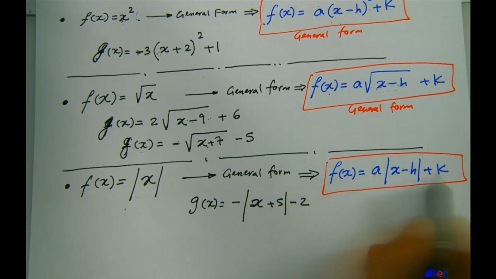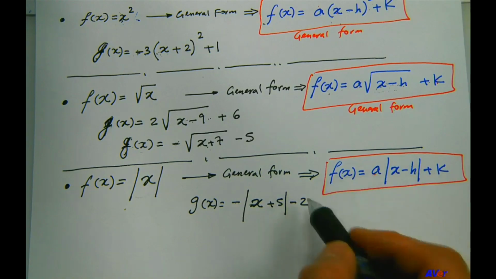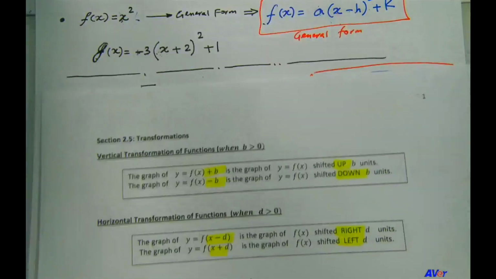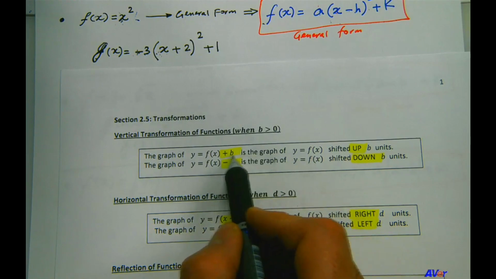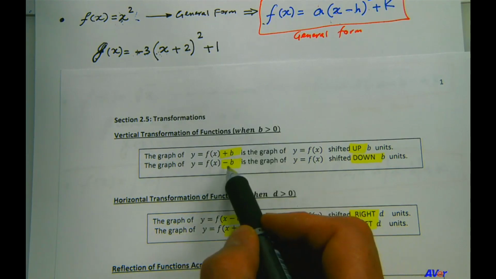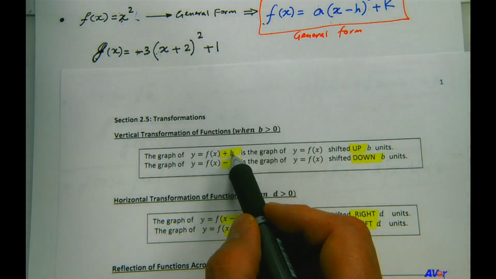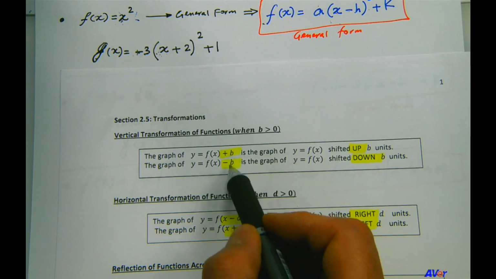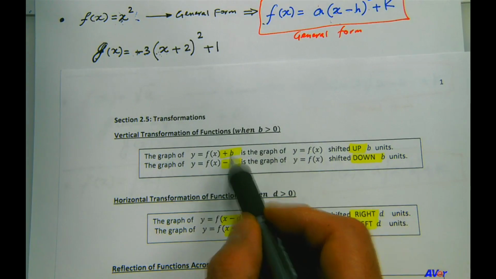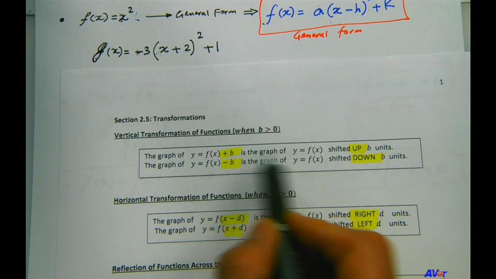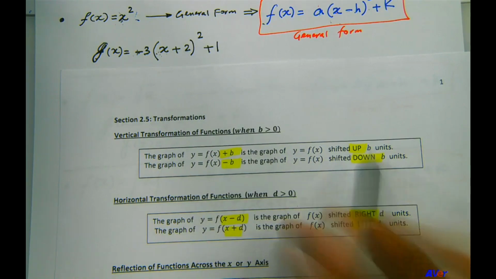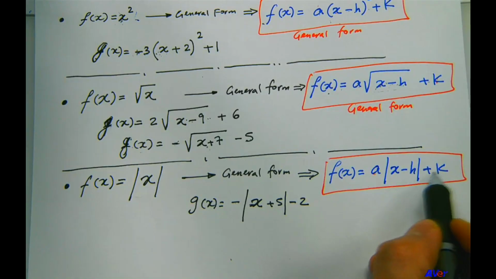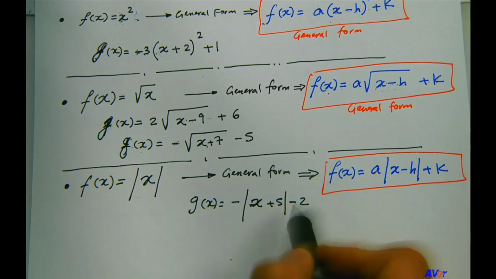So how about k? K is negative 2. K shifts the graph up or down. Again, that's in the notes here. In this case, I've called it B. I guess when I prepared this worksheet, the author of your book says B rather than K, but that's the same thing. B or K, whatever variable, the effect is the same. So plus B shifts the graph up B units. Minus B shifts the graph down B units. So in this case, positive K moves it up, minus K moves it down. In this case, it's minus 2, so it moves the graph down 2 units.